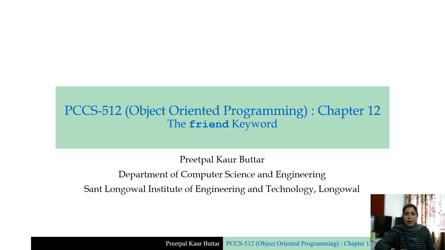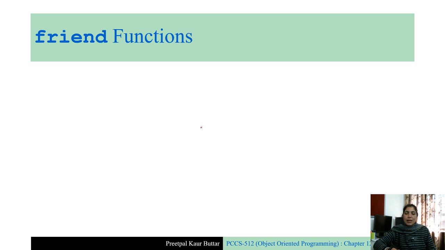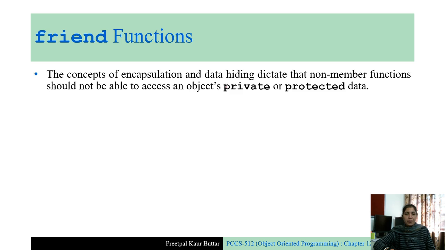Hello students, today we will learn about a new keyword, the friend keyword. So we can have a friend function as well as a friend class. So this keyword can be used with functions as well as with classes. Now what is the use of this keyword? Why do we use this keyword with functions? And why do we use this keyword with classes?